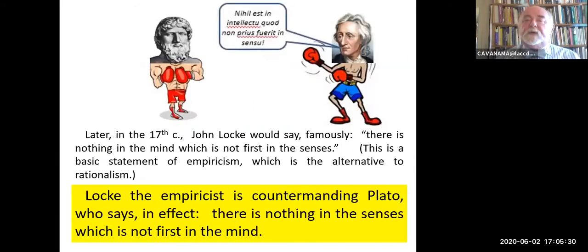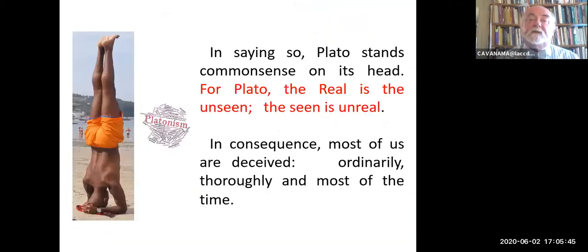Now, later on, fast forward a little bit, in the 17th century, John Locke's going to say famously, there's nothing in the mind which is not first in the senses. And he means this as a countermand to Plato. Nothing in the senses which is not first in the mind is what Plato, in effect, says, although not in so many words. In saying this, Plato stands common sense on its head, because for Plato, the real is what we don't see, and what we see is unreal. Consequence of this is that most of us are deceived, ordinarily, thoroughly, and most of the time.